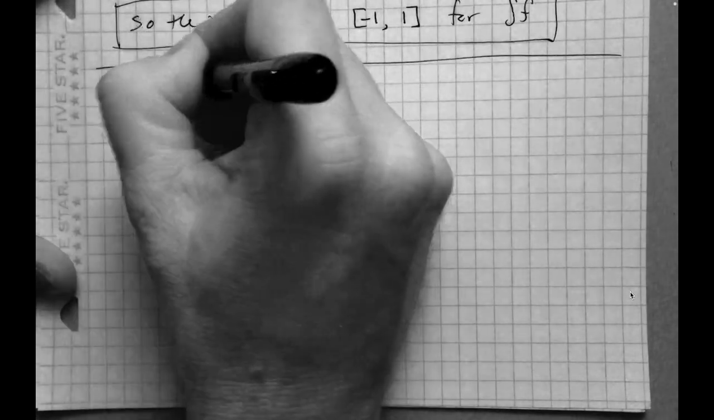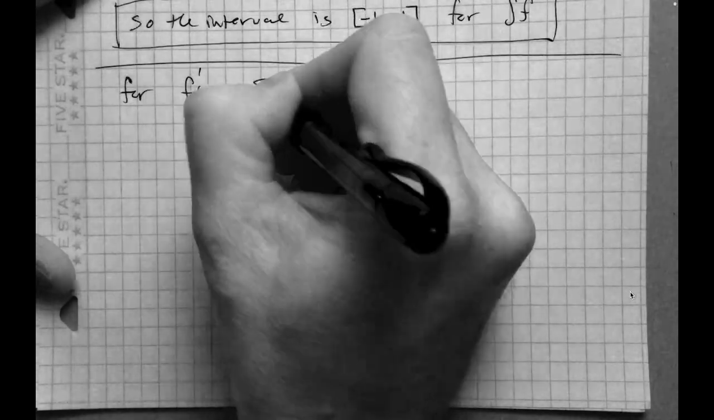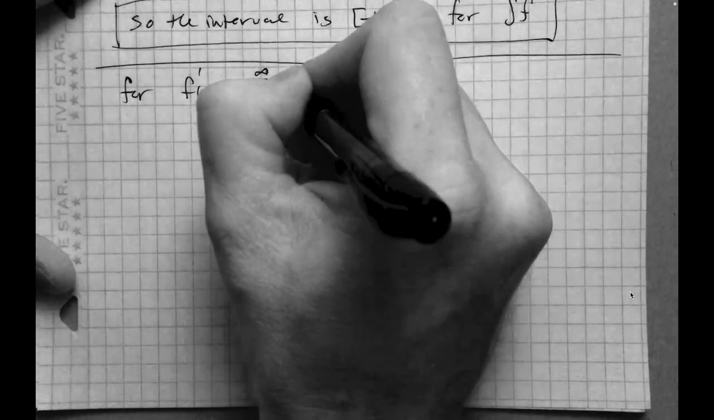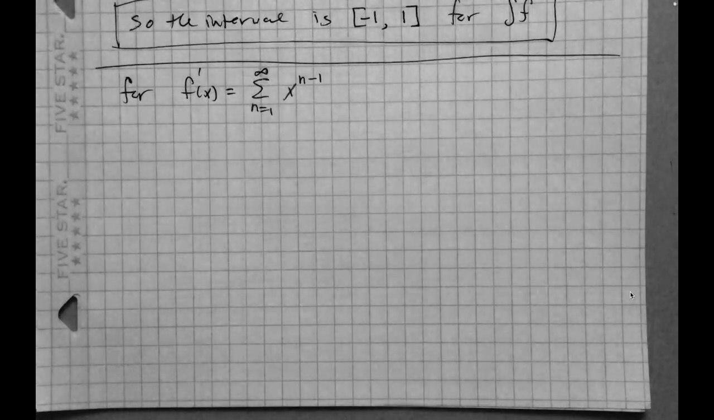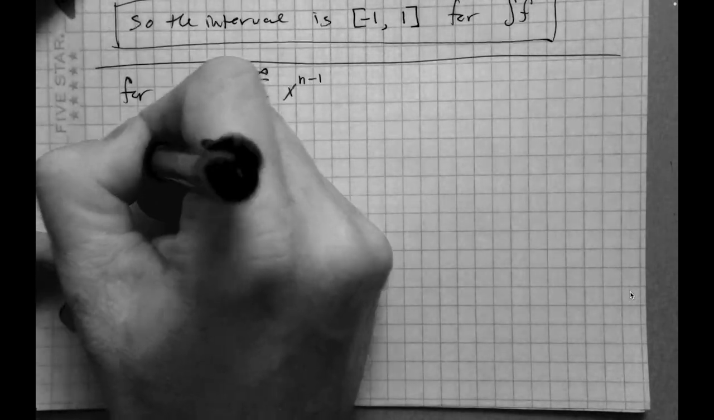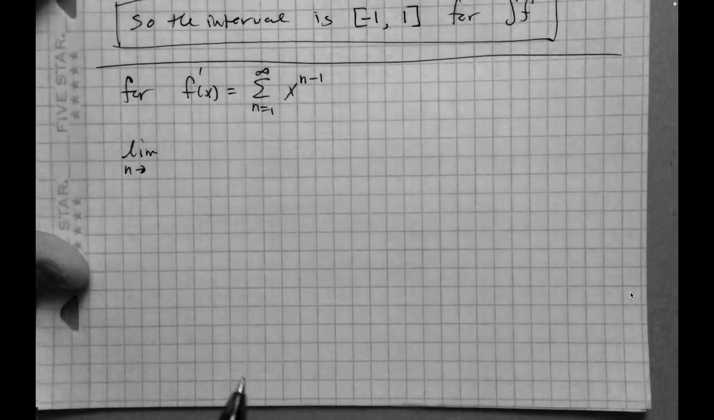So for f of x, f prime of x equals, now what was the function? It was the sum from n equals 1 to infinity of x to the n minus 1. So the question here is, for what values of x does this series converge? Let's again use the ratio test. This one will be simpler to work out. So by the ratio test, we can confirm that the interval is the same.